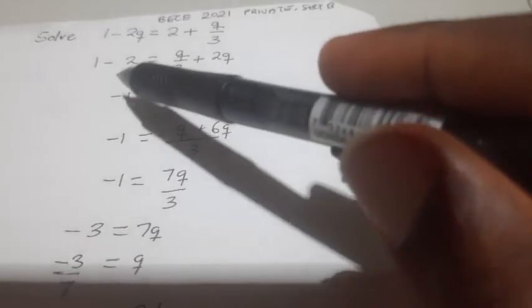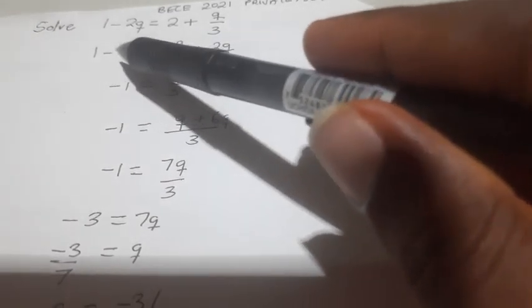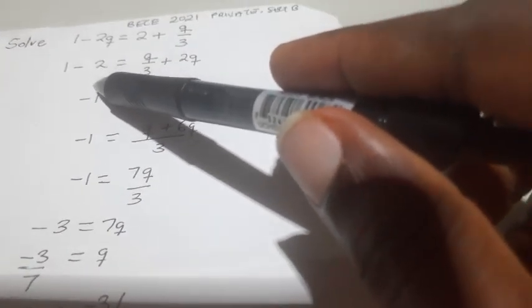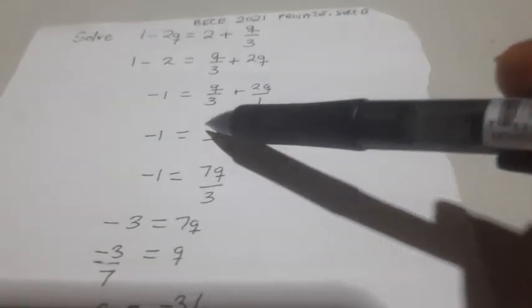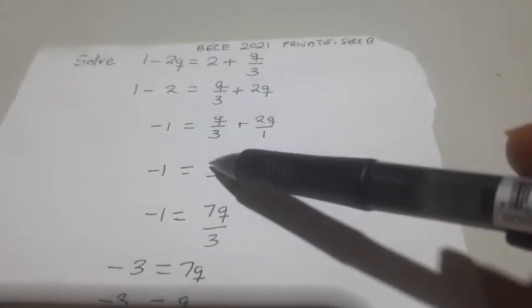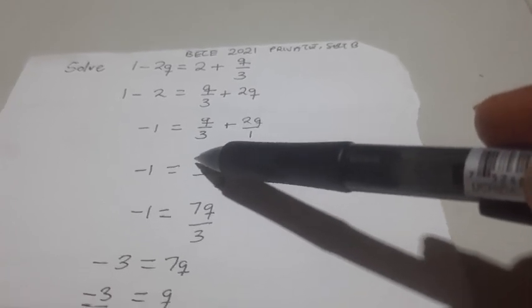So we move on to the next step. Now 1 minus 2 will be minus 1. So it's just like saying that you are owing 2 cedis. Negative denotes you owing. You pay 1 cedi, you are still owing 1 cedi. So that's a kind of negative 1. That's a very good way of trying to add positive and negative numbers.